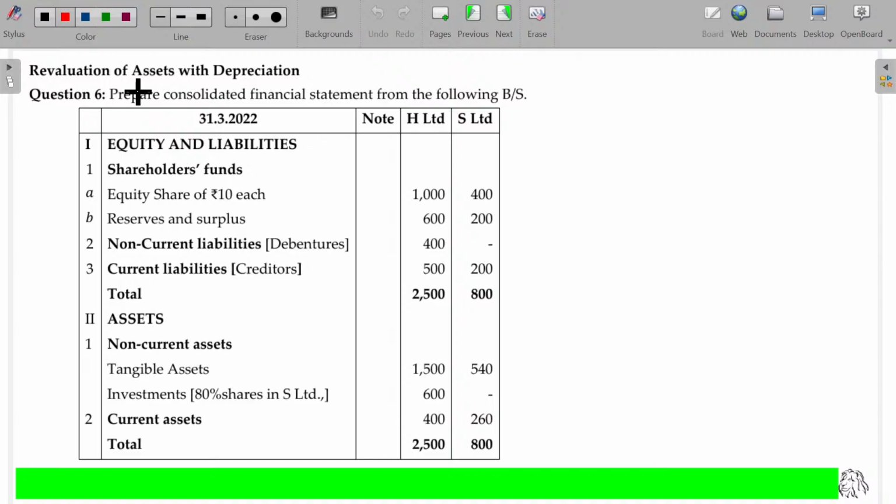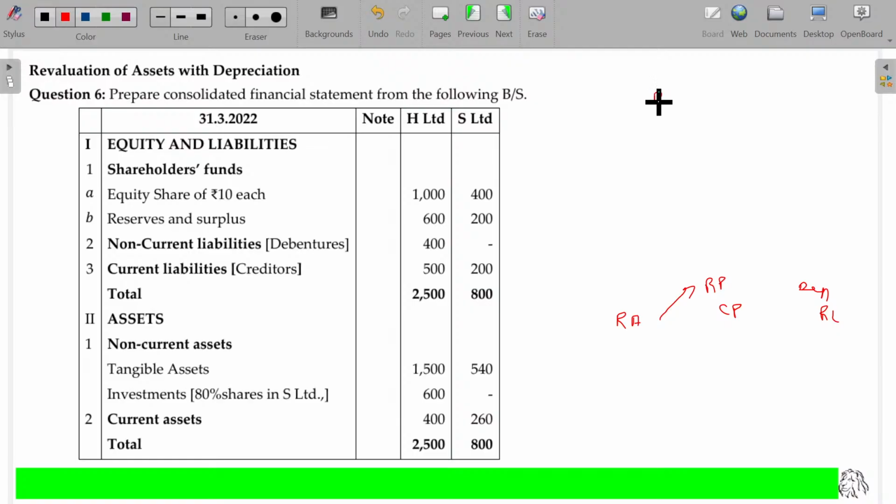Remember, in case of revaluation of assets, along with the depreciation, if there is any revaluation profit, this revaluation profit will be capital profit. This is called capital profit, capital profit nature. Right. But subsequently, there will be revenue loss. Depreciation on that will be the revenue loss. Is that okay?